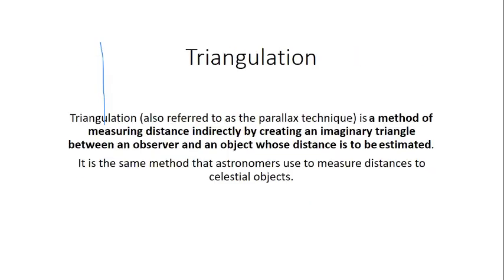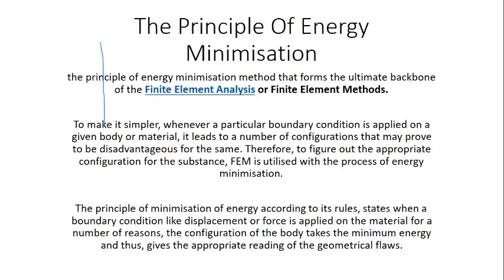Triangulation, which is also referred to as the parallax technique, is a method of measuring distance indirectly by creating an imaginary triangle between an observer and an object whose distance is to be estimated. This is the same method that astronomers use to measure the distances of heavenly or celestial bodies.